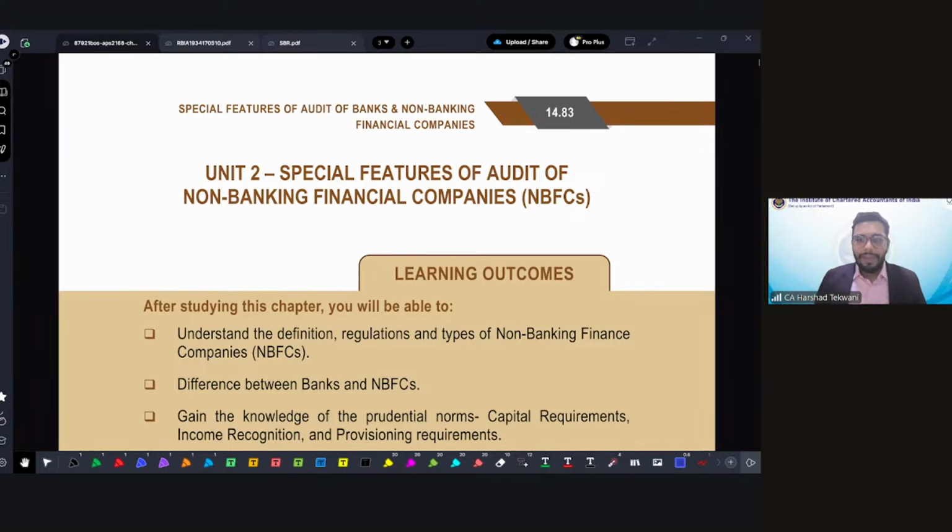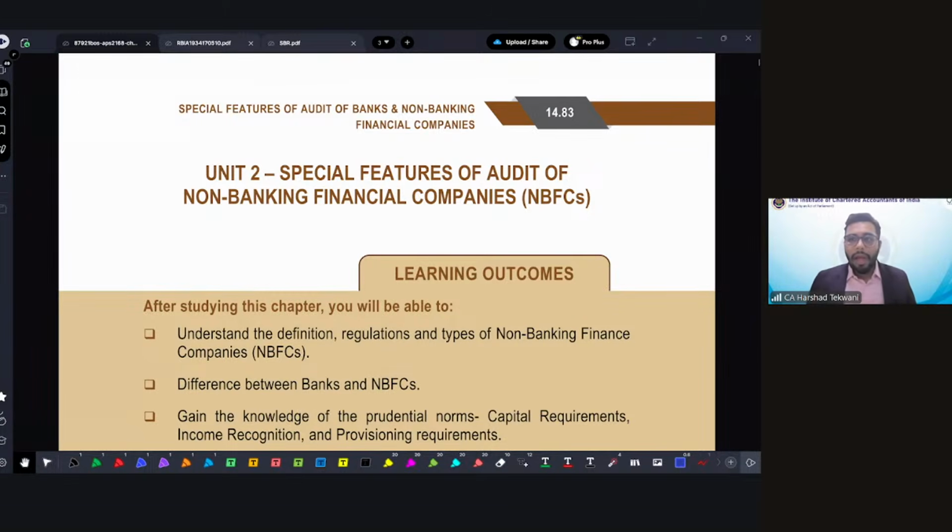Okay. When you see chapter number 14, it talks about special features of audit with respect to banks and NBFCs. So here we will learn something special about the audit of banks and NBFCs. Now, again, as I said, chapter 14 is divided into two categories in your module 2: Unit 1 and Unit 2. Unit 1 is special features of audit for the banks, and Unit 2 is of the NBFC.